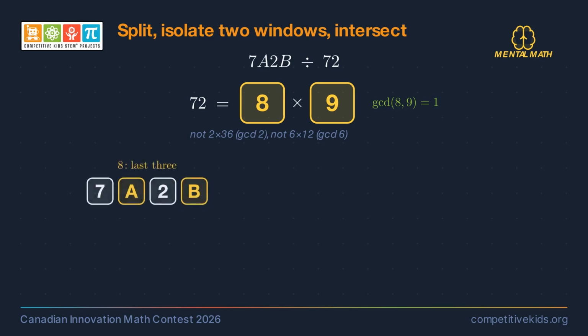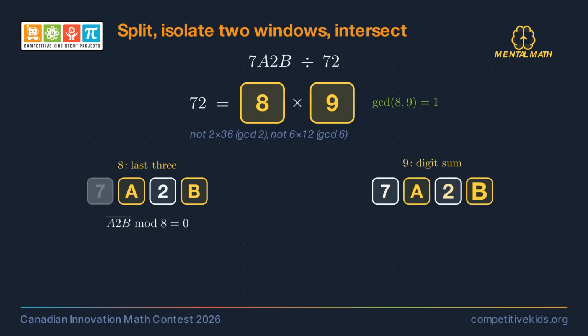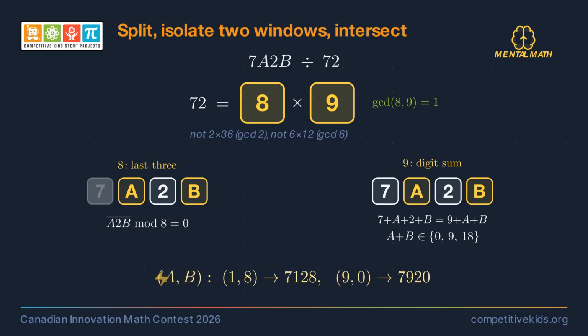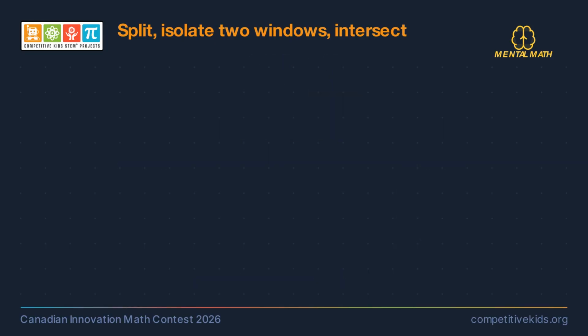The 8 chip reads only the last 3 digits, so A2B must be divisible by 8. The 9 chip lifts every digit and sums them. 7 plus A plus 2 plus B is 9 plus A plus B. Divisible by 9 means A plus B is 0, 9, or 18. Now intersect both windows. 1 and 8 gives 71, 28. 9 and 0 gives 79, 20.